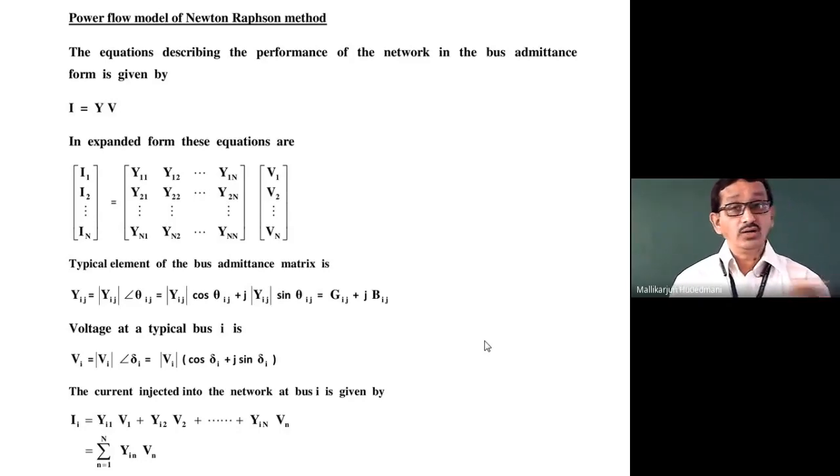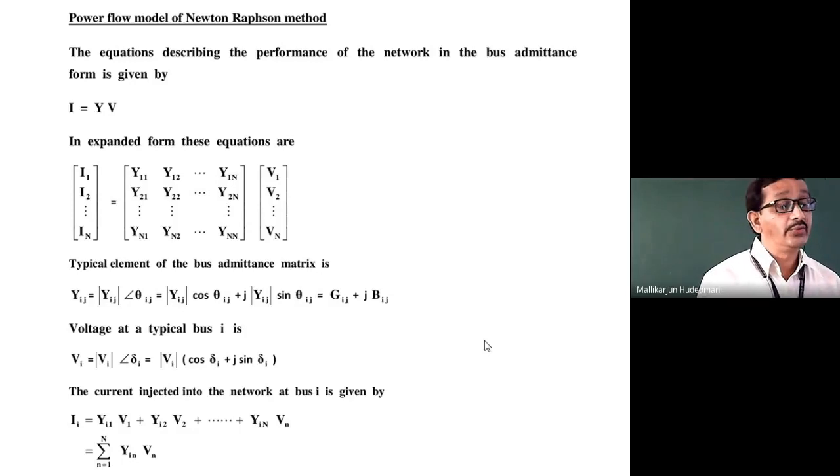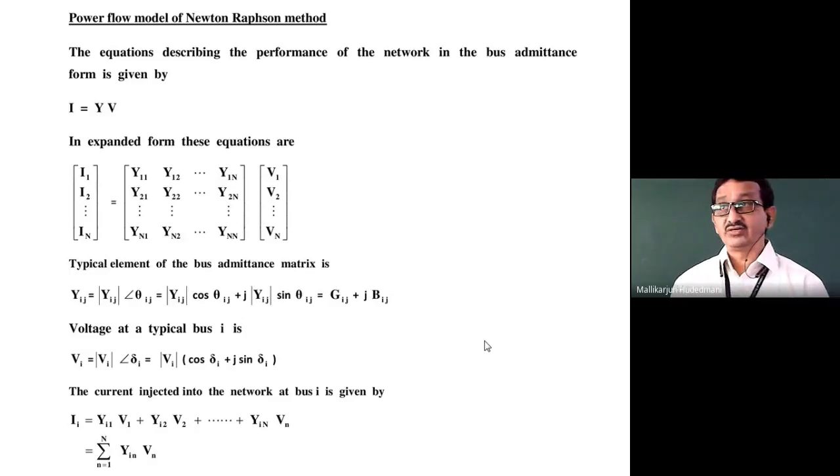I can take out one row, nothing but one equation. Second row, second equation. N independent algebraic equations I can take out from this. Hence it's called a compact form of representation of the system: I equals Y into V. Then the typical understanding: when I have this information, elemental representation in admittance, how do we represent?